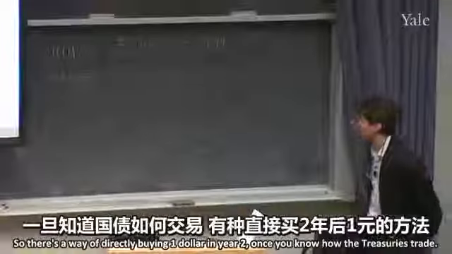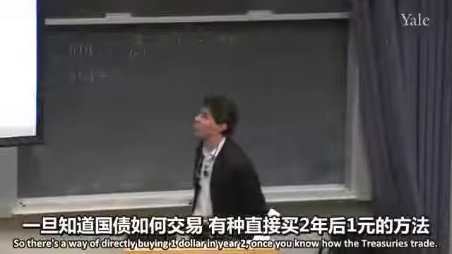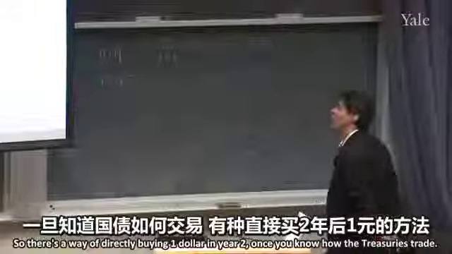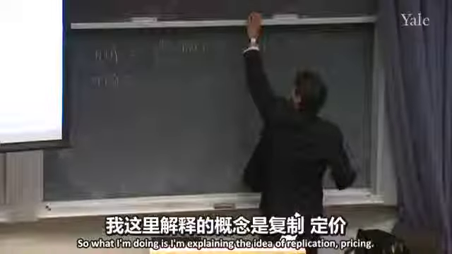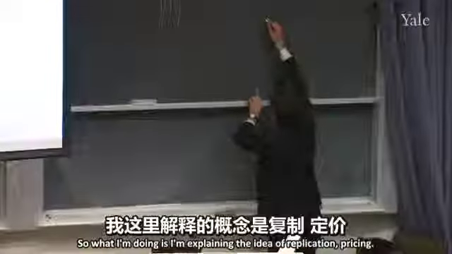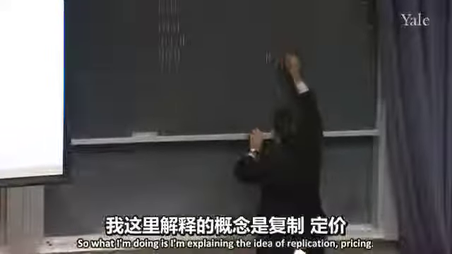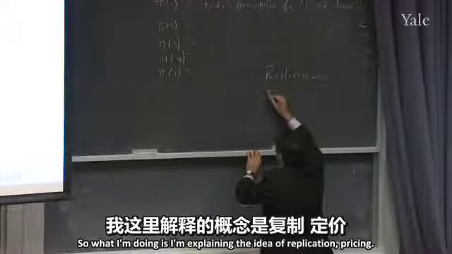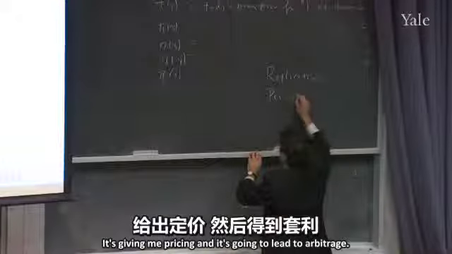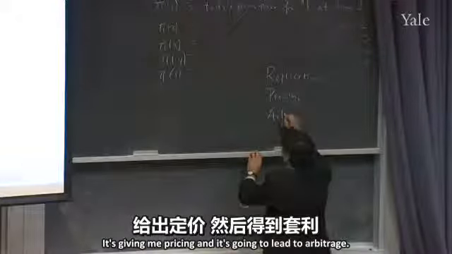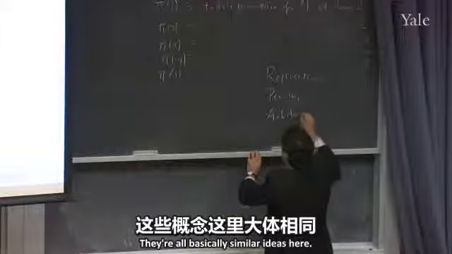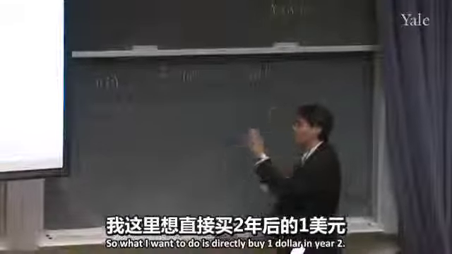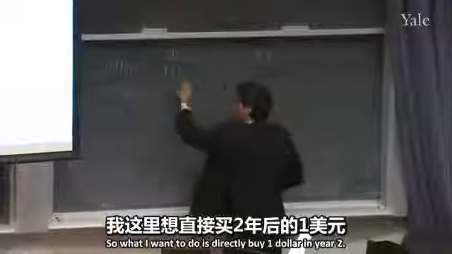So there's a way of directly buying $1 in year 2 once you know how the Treasuries trade. What I'm doing is explaining the idea of replication, pricing, and it's going to lead to arbitrage. They're all basically similar ideas here. Okay, so what I want to do is directly buy $1 in year 2.